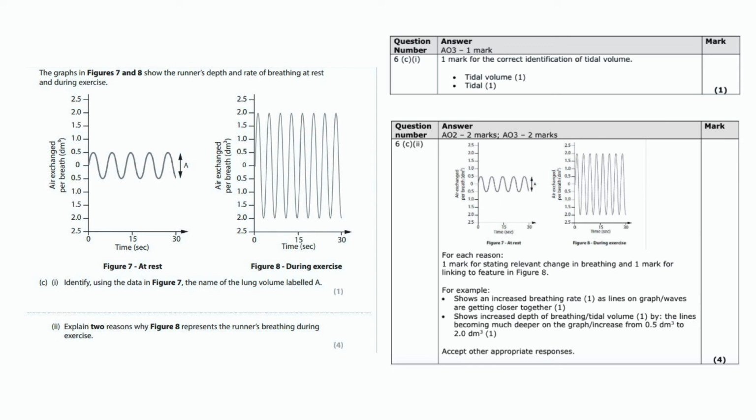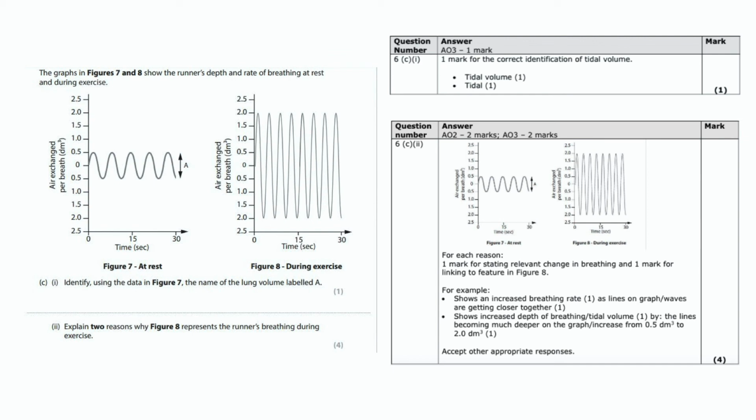The second part of the question, explain 2 reasons why figure 8 represents the runner's breathing during exercise. So 4 marks here, 4 marks available. Hopefully we've recognised for the first mark that the lines are a lot closer together. So if we look at the difference between figure 7 and then figure 8, in figure 8 the lines are a lot more closer together, or you could say are more frequent. So that would be your first mark.